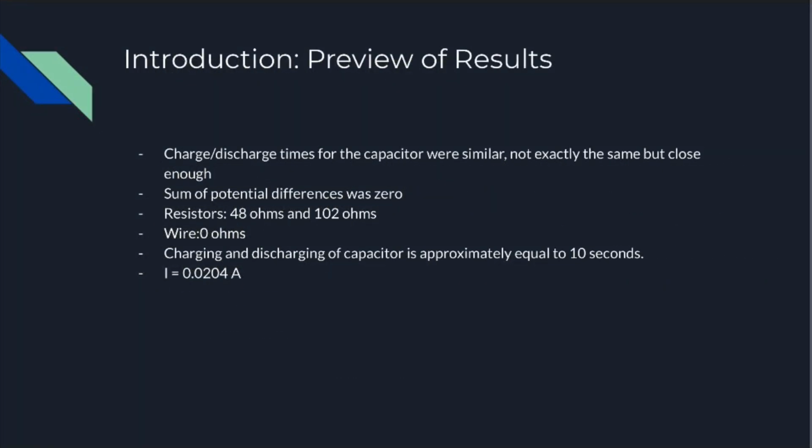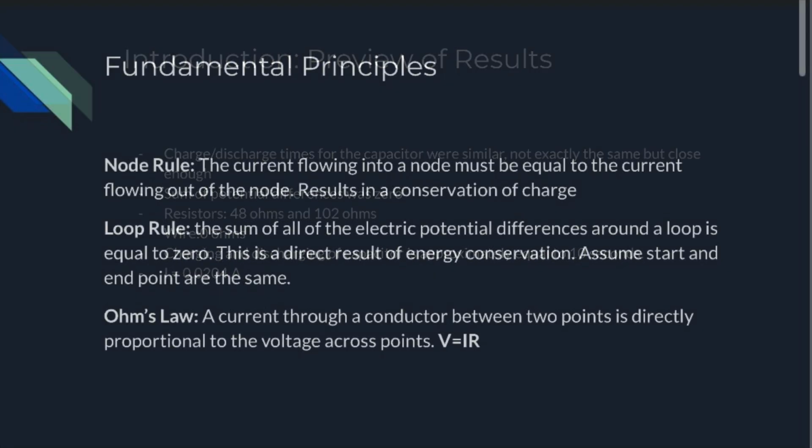Review of the results. Charge and discharge times for the capacitor were similar, not exact but close enough. Some of the potential difference was 0. Resistors were 48 ohms and 102 ohms. Wire had 0 ohms, and charging and discharging capacitors took approximately 10 seconds, and our current is 0.02 amps. Fundamental principles were node rule.